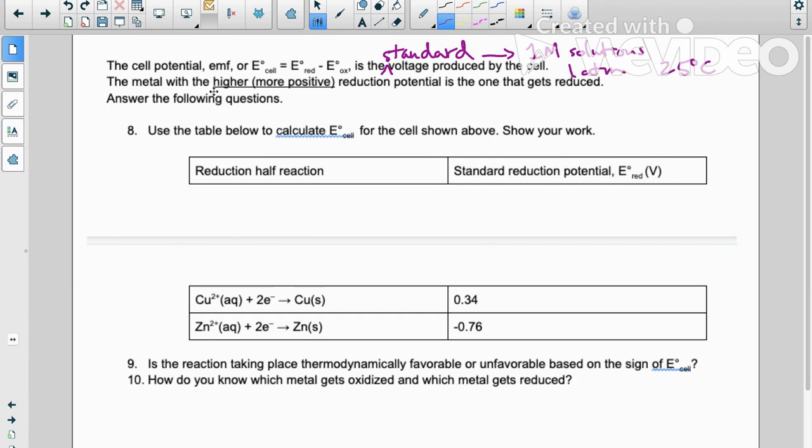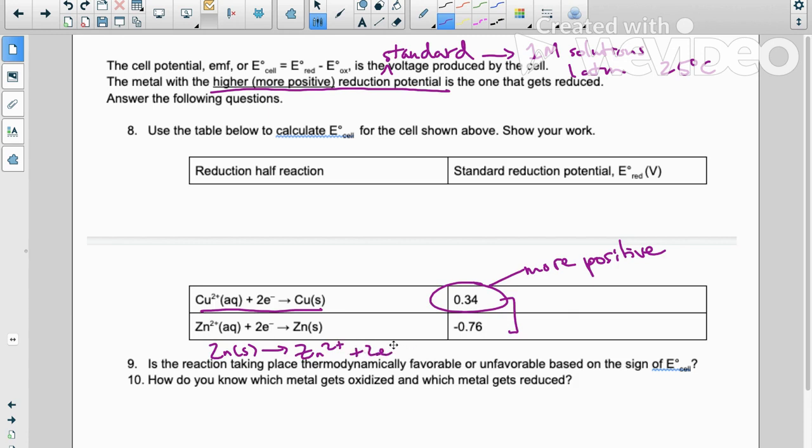Okay, so the metal with the higher, more positive reduction potential is the one that gets reduced. So here, if we look at the 2 reduction potentials for that cell, this is the more positive one. And based on the cell, we know that this is the reaction happening here. And the opposite reaction is happening for the zinc. It's turning into zinc ions and getting oxidized.